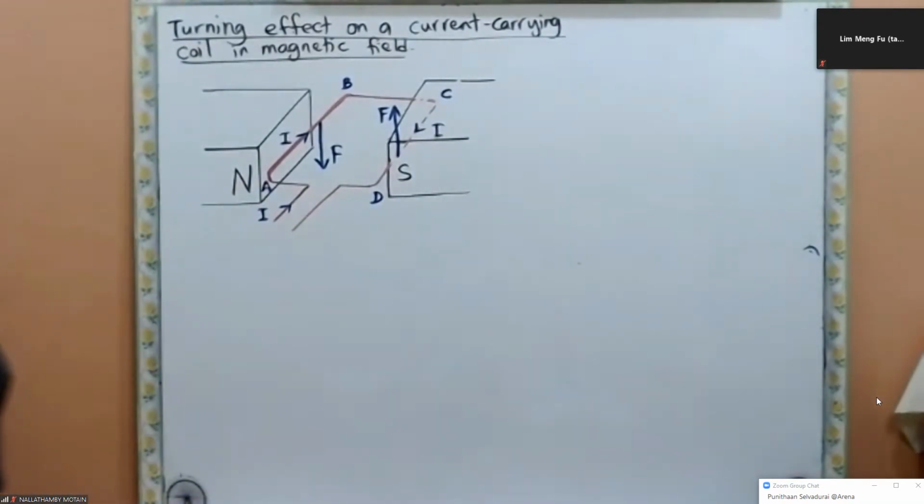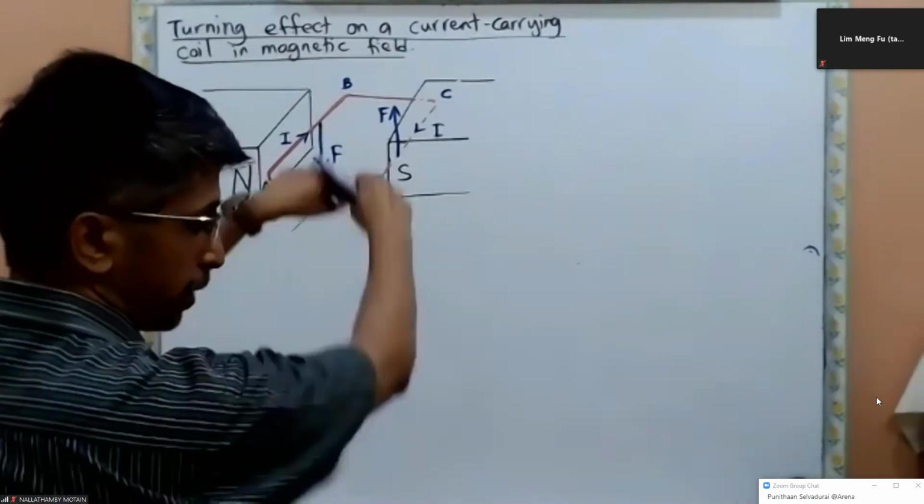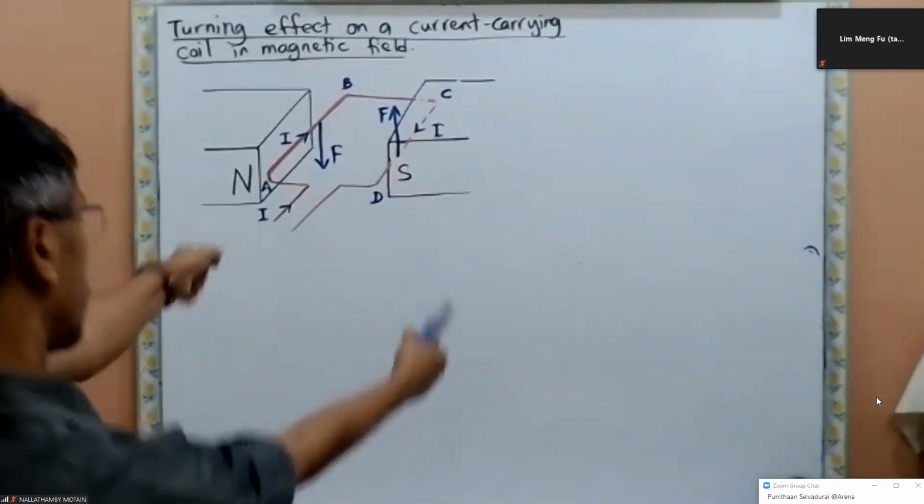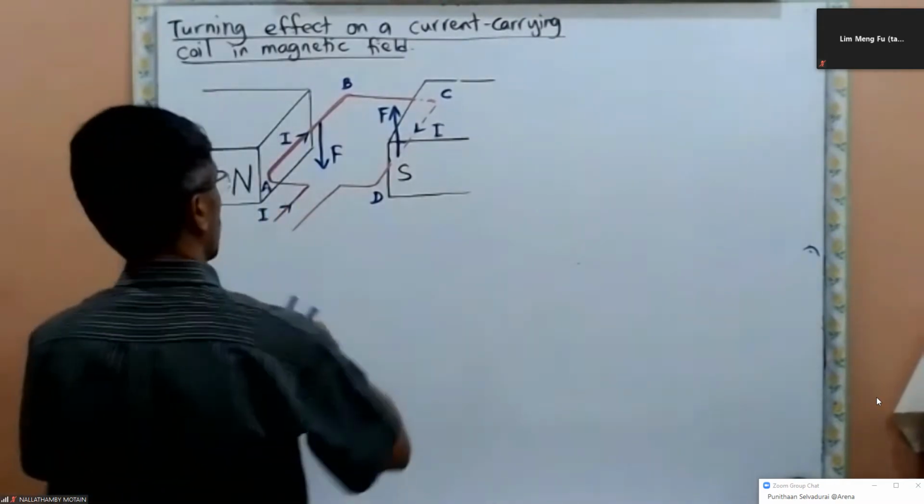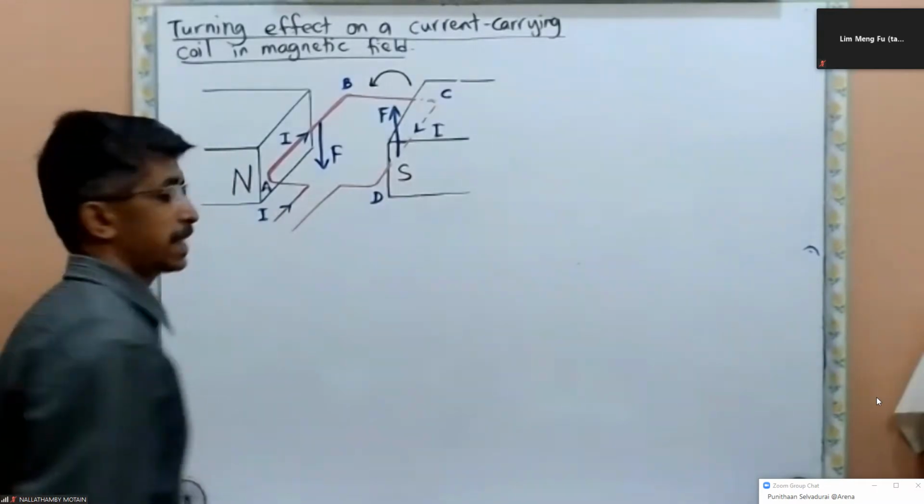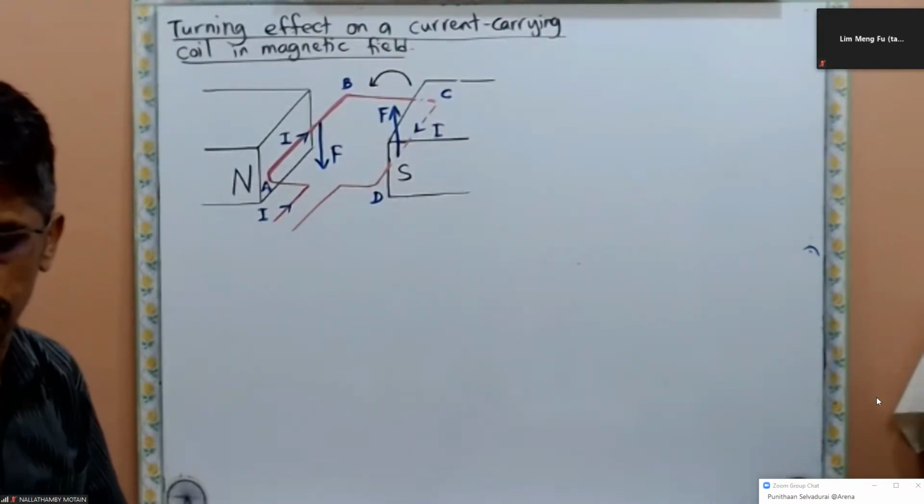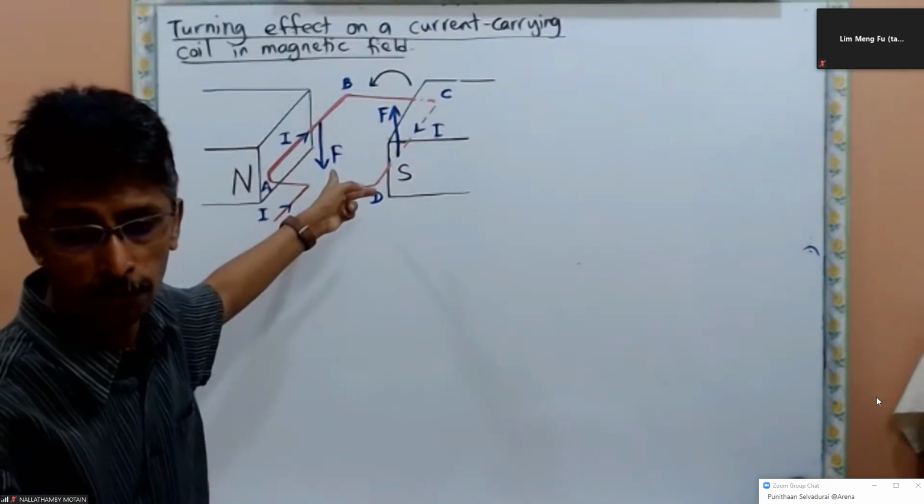So where is the force acting? On the right side, it is upward. Let's say you are in a car, there's a steering wheel, right? If you turn it, the car also will turn, correct? So here, what happens is the coil will rotate in an anti-clockwise direction.